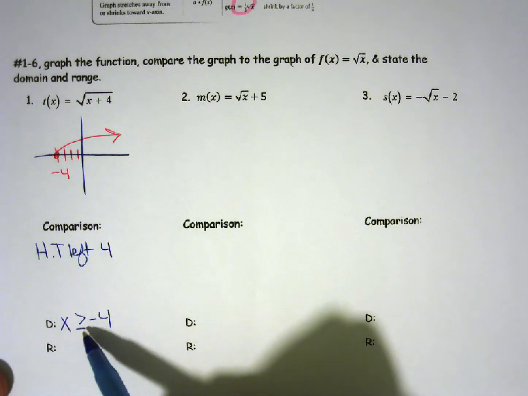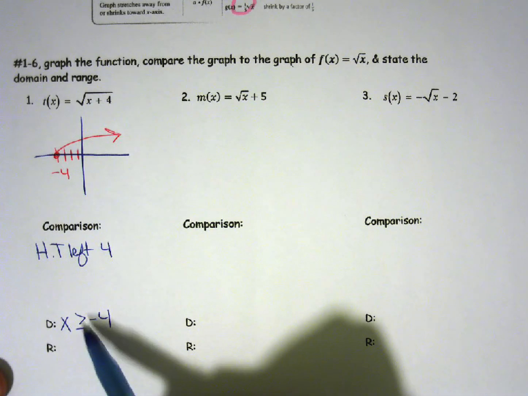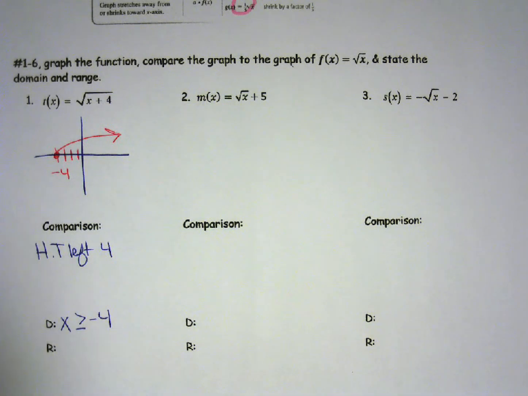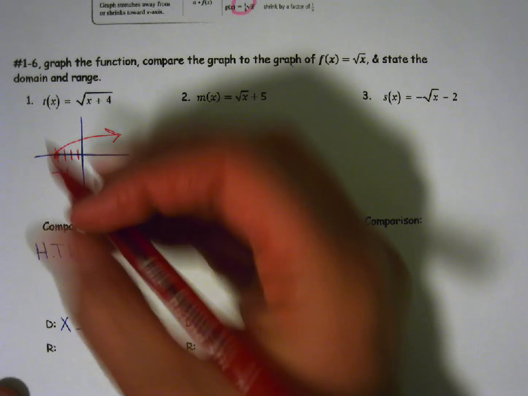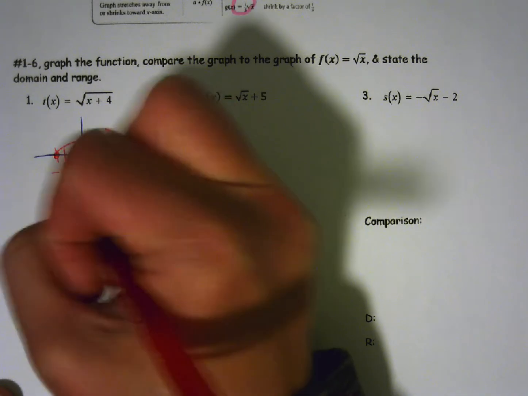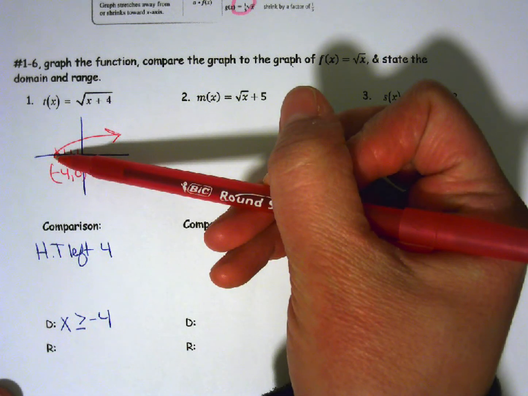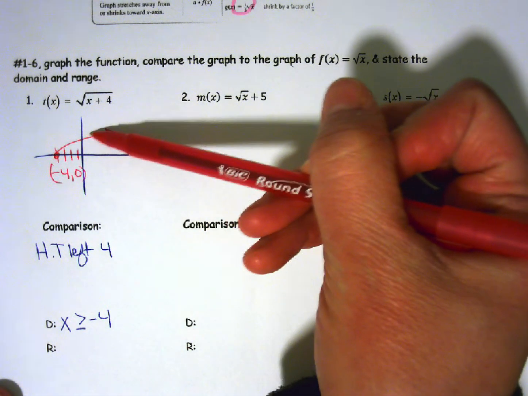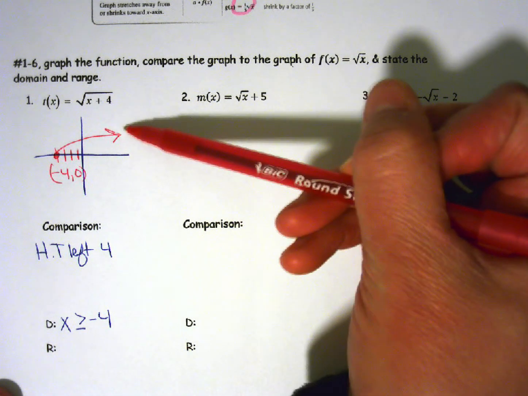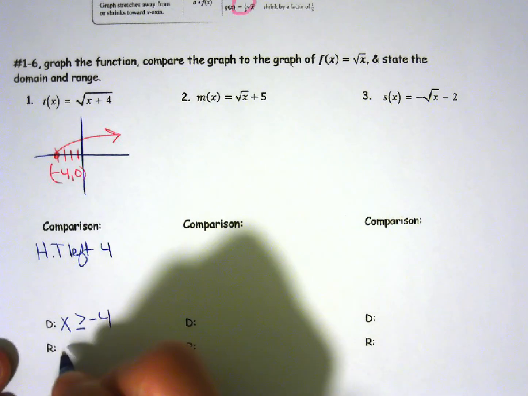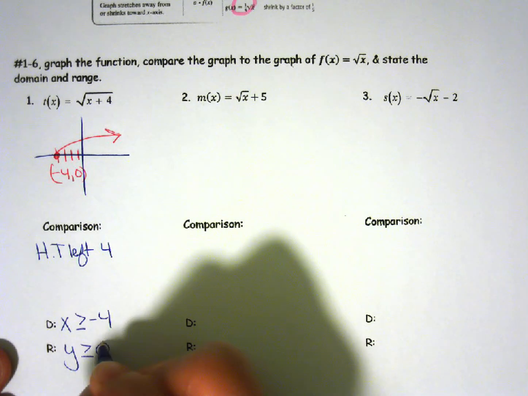Yes, you will always have the bar underneath, but you may not always be going as the greater than. We'll talk about that in a minute. Now be careful with the range. This point is -4, 0, which means that the range starts at 0 and it's getting bigger. Remember, it's getting bigger slowly, but it is getting bigger. So our range is y is greater than or equal to 0.